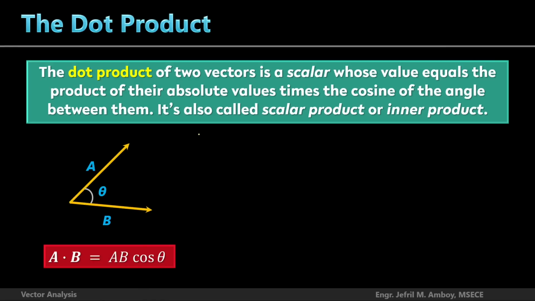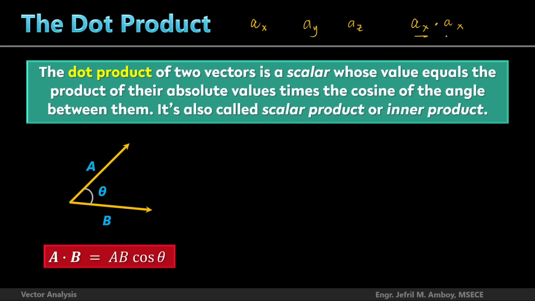Now, what if we multiply unit vectors? For example, the unit vectors AX, AY and AZ. Paano mag-multiply ng mga unit vectors? If we multiply two identical unit vectors, for example, we have AX dot AX, remember, these two vectors are identical. And if they are identical, then the angle between them must be 0, right? And if the angle between them is 0, cosine 0 is 1, and that will give us AX times AX.